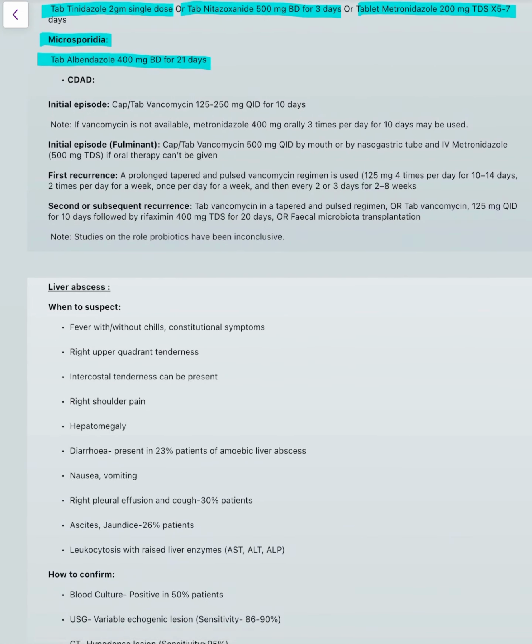Right. Next we will discuss CDAD, that is Clostridium difficile associated diarrhea. Now, if the patient is having an initial episode, we have to treat differently. There are the initial episode, the fulminant episode, like with shock, ileus, megacolon, hypotension, the first recurrence, and the second or subsequent recurrence. So the treatment differs in each case.